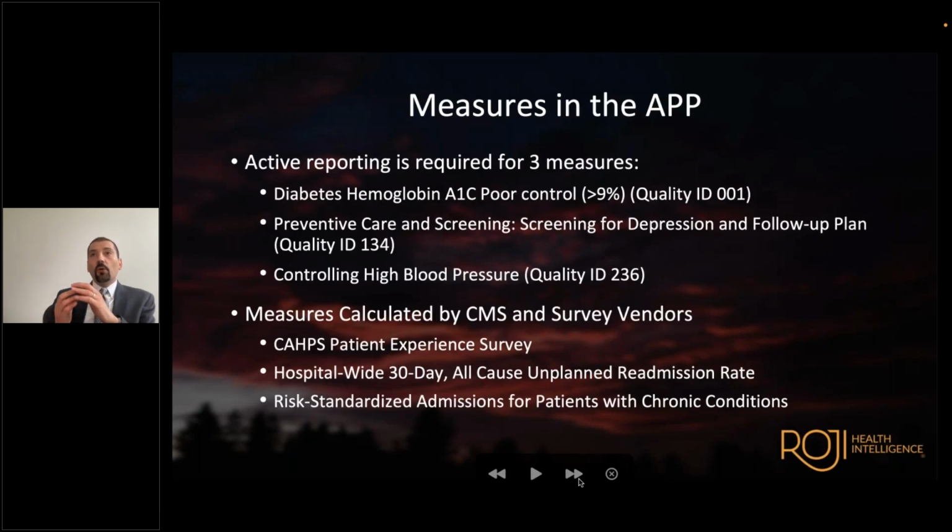There are three measures that are actively for reporting in the APP. The first is a hemoglobin A1C poor control measure for patients with diabetes.